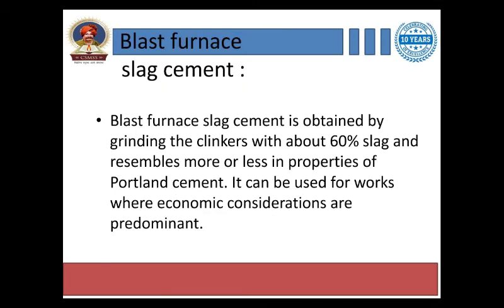Then blast furnace cement. Okay, blast furnace slag cement. Blast furnace slag cement is obtained by grinding the clinkers, it means pozzolanic clinkers or ordinary Portland clinkers, with about 60% slag and resembles more or less the properties of Portland cement. It can be used for the work where economic considerations are predominant. It means this type of cement is majorly used for economic construction, or with the aspect of economy we will prefer the blast furnace cement.